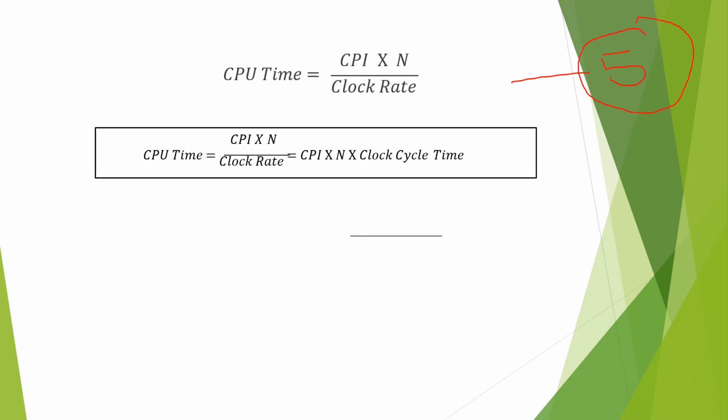We can rewrite this equation also. We know 1 by frequency, that is 1 by clock rate, is time. So we can rewrite this equation as CPI times n times clock cycle time. This is the final equation for the basic performance of a computer. This is the important formula. Thank you.